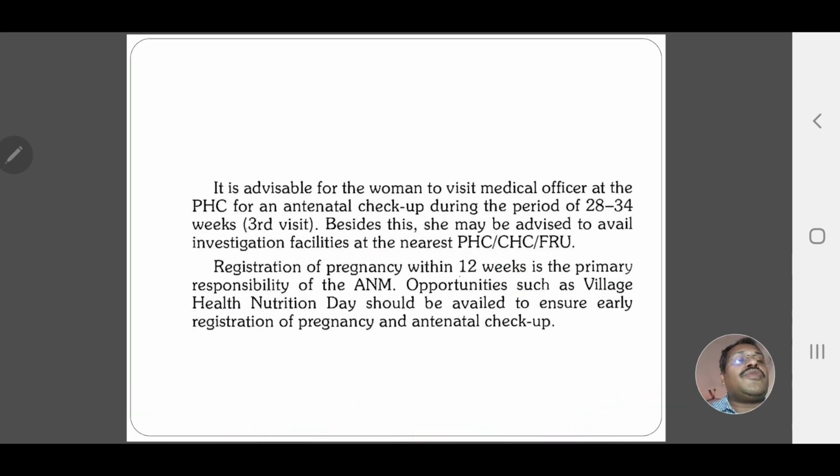Next, it is advisable for the woman to visit the medical officer at the PHC for antenatal checkup during the period of 28 to 34 weeks. Besides this, she may be advised to avail investigation facilities at the nearest PHC.